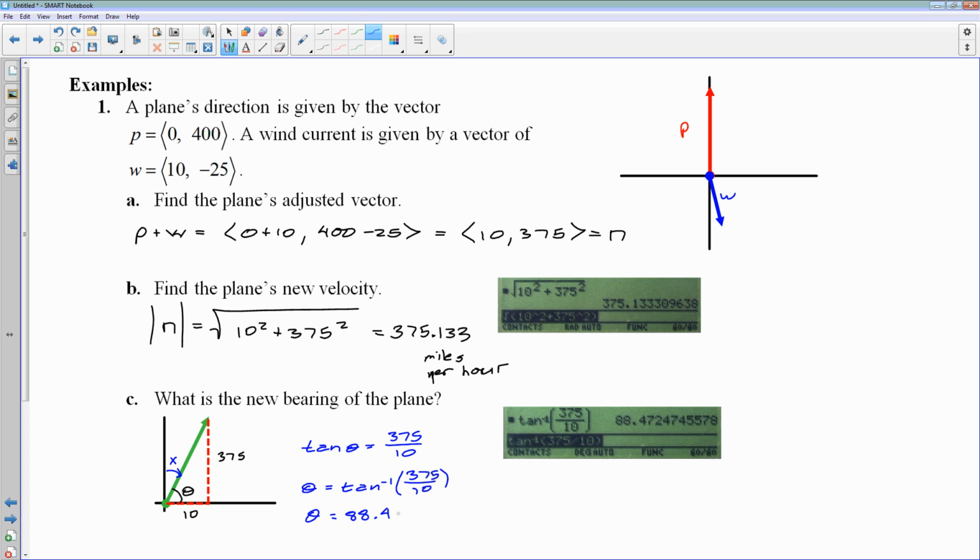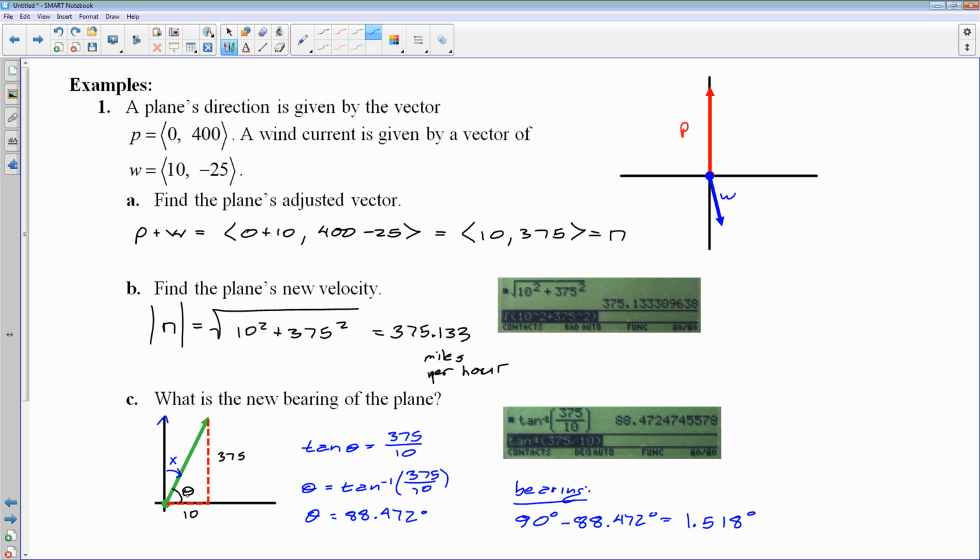But remember, when you do bearings, the bearing is measured to due north, which is the y-axis. So I will do 90 degrees minus that answer. So my bearing, or my heading, is going to be 90 degrees minus 88.472. I'm going to do this in my head, which is dangerous, but I think that's going to be 1.518 degrees. So it actually wasn't pushed off too much.